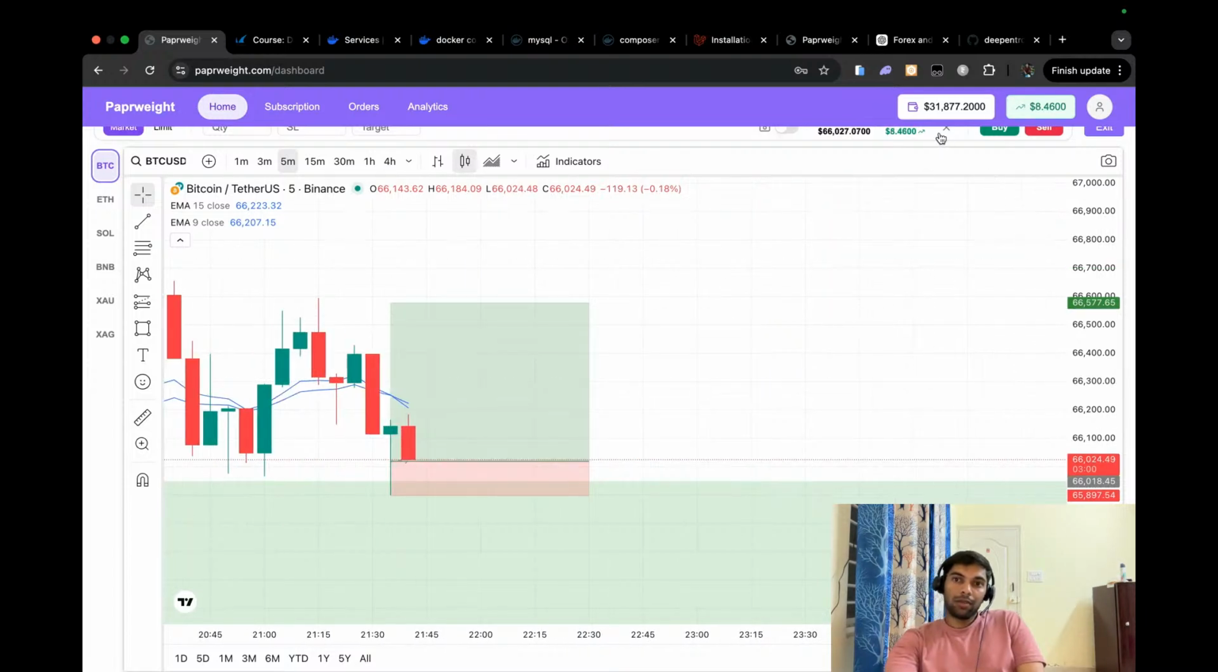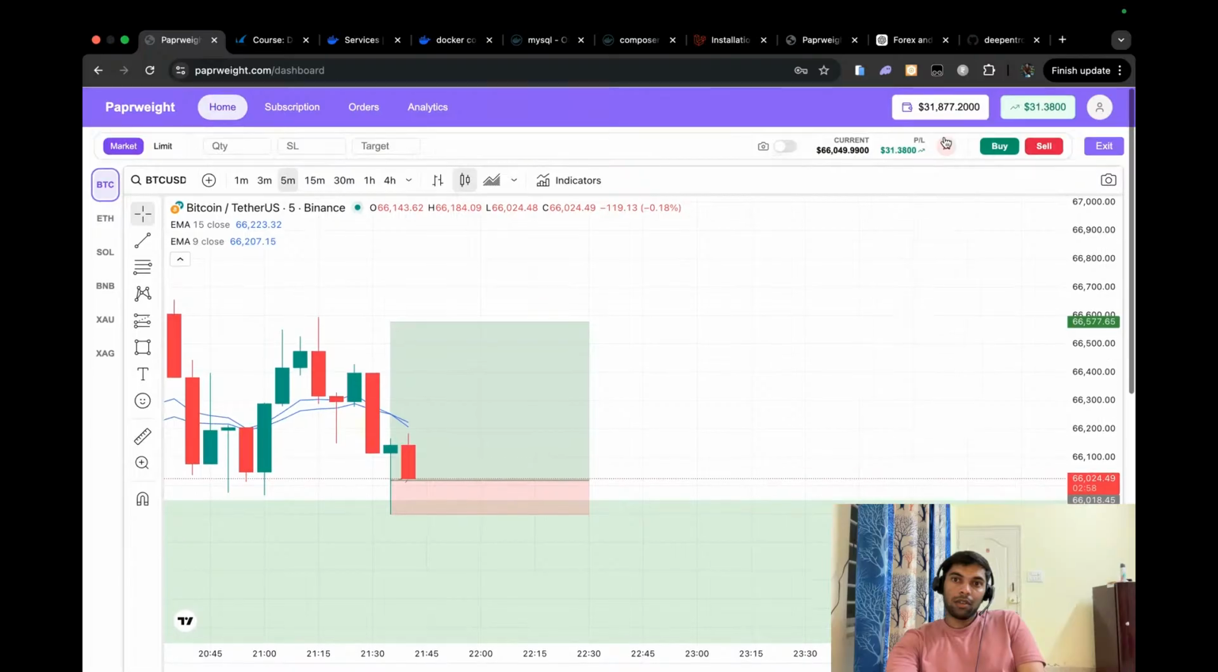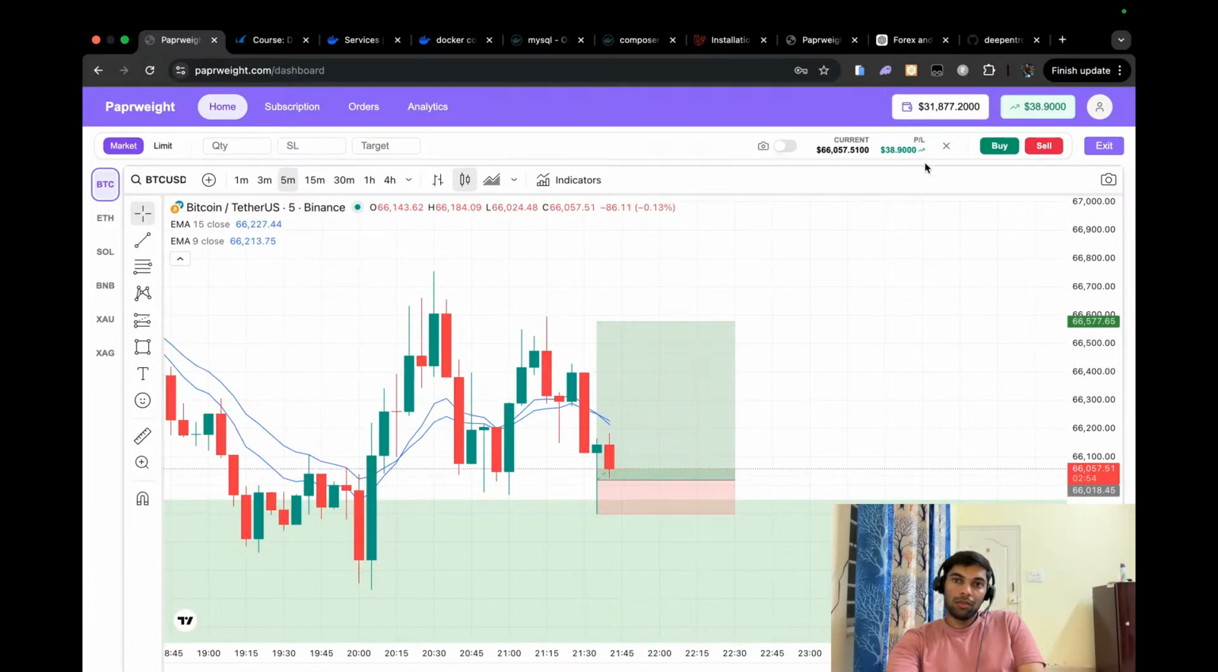Oh no! There is an aggressive move in the downward direction. I'm just pointing my pointer to squaring off that position because I don't want to take a big loss. I will cut my trade at the stop loss only.